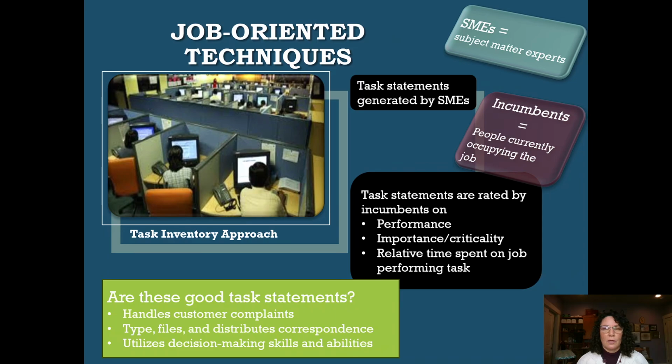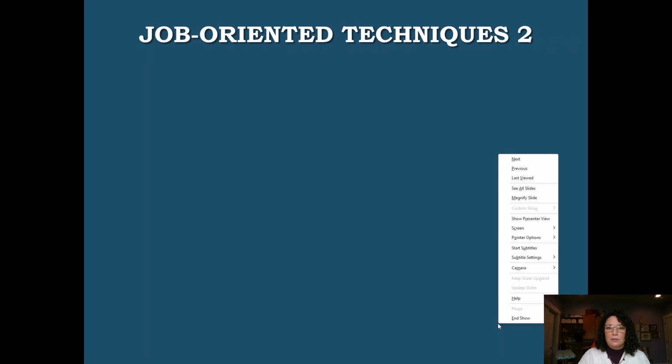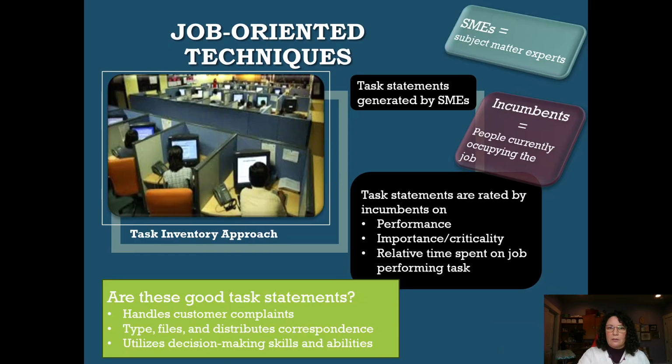Okay, so in my opinion, which, everybody has an opinion, so I'm not saying I'm right. Sorry, I went to the wrong thing there. I would say that the best task statement in this list is the types, files, and distributes correspondence, because it's really actually telling us almost elements within that task, right? So it's letting you know the details of what you would be doing in the correspondence chain. You'd be typing it, you'd be filing it, and you'd be distributing the correspondence.